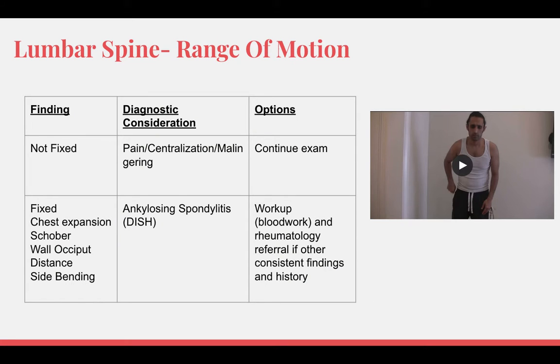So again, I always start with range of motion. And again, if it's a fixed range of motion, I start to think of a rheumatologic condition. If it's not fixed, then I start to get a sense of why is that limited? Is the patient not trying? Could there potentially be pain? It allows me to continue the exam, but consider the fact there could be a mechanical issue underlying this.